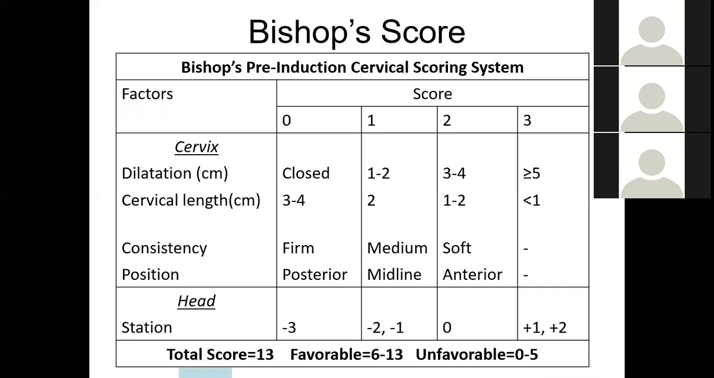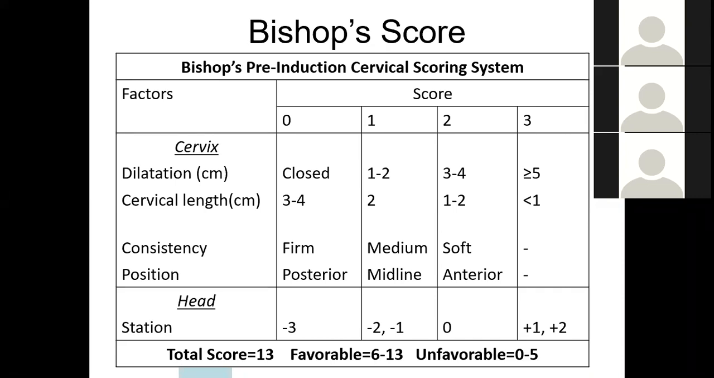So this is the Bishop score. We have 5 parameters: dilatation of the cervix in centimeters, cervical length, consistency, position, and the station, which is the head station in relation to the pelvis. On dilatation of the cervix, if the cervix is closed, we score 0. If it's 1 to 2 centimeters dilated, we score 1. If it's 3 to 4, we score 2. And if the dilatation is more than 5 centimeters, we score 3.